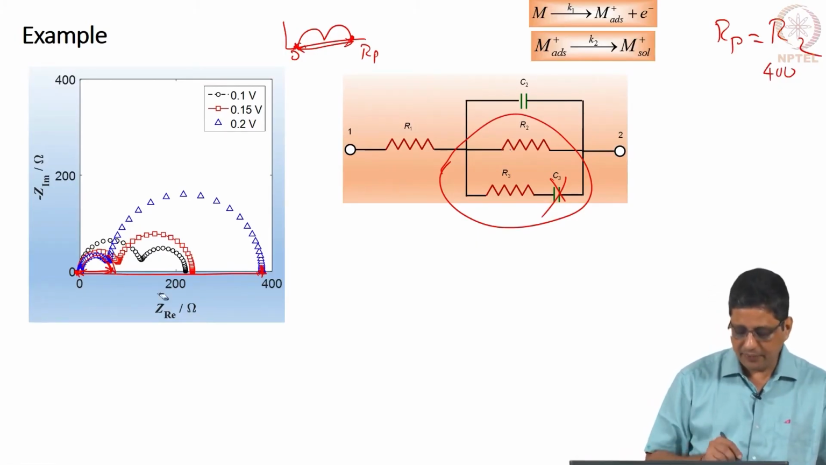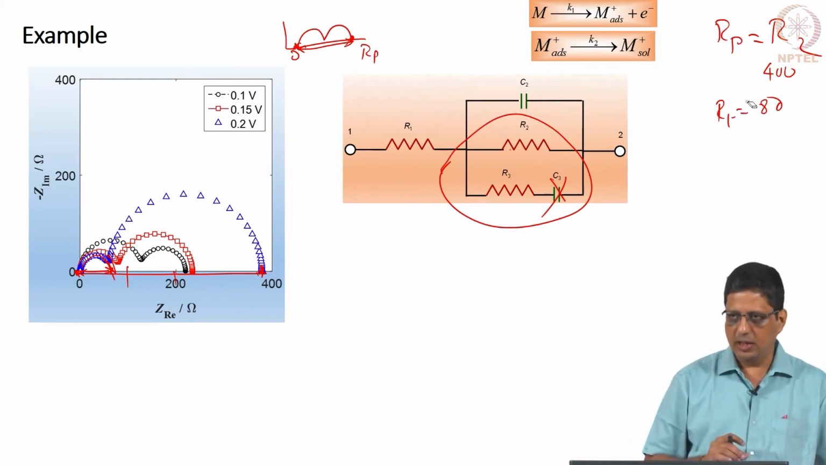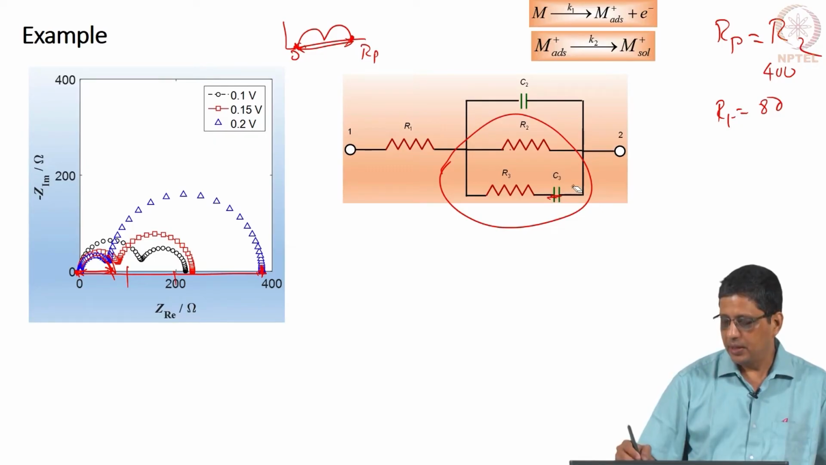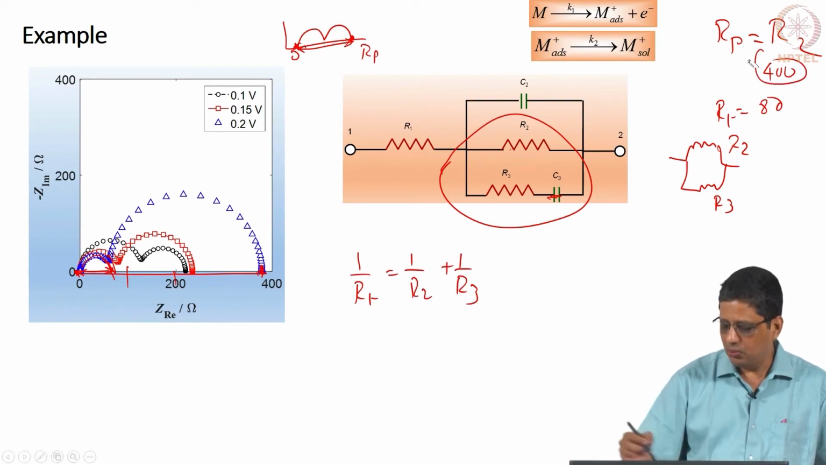Where does it hit here? Okay, this is 200, this may be 100, this may be 80. Of course, if you have access to the data, you can go into a little more detail, zoom in and then check. I will say this is roughly 80. Now, what is RT from the circuit? If I give infinite frequency, this is going to be short circuited. That means it is R2 in parallel with R3, correct, and 1 by RT is going to be 1 by R2 plus 1 by R3. Now, I have an estimate for R2.